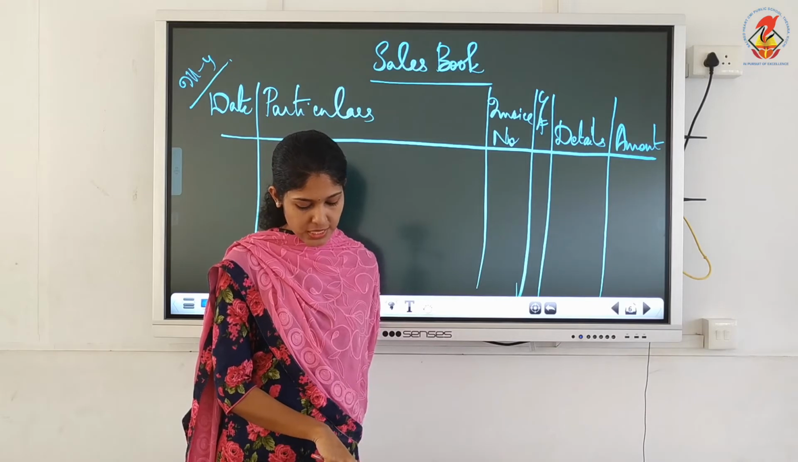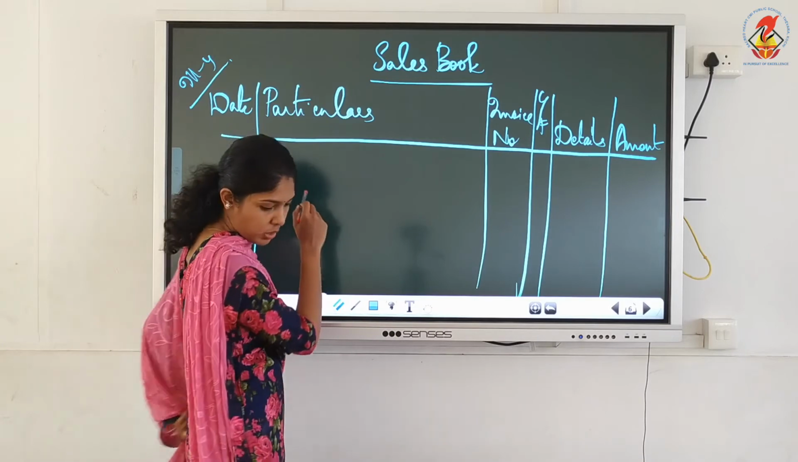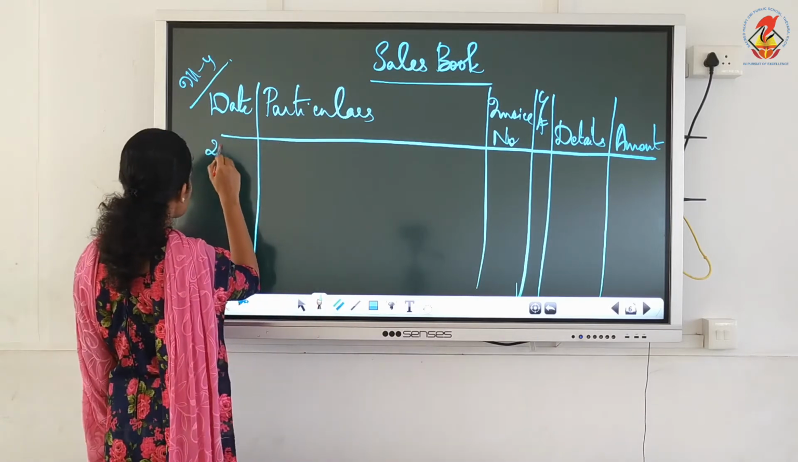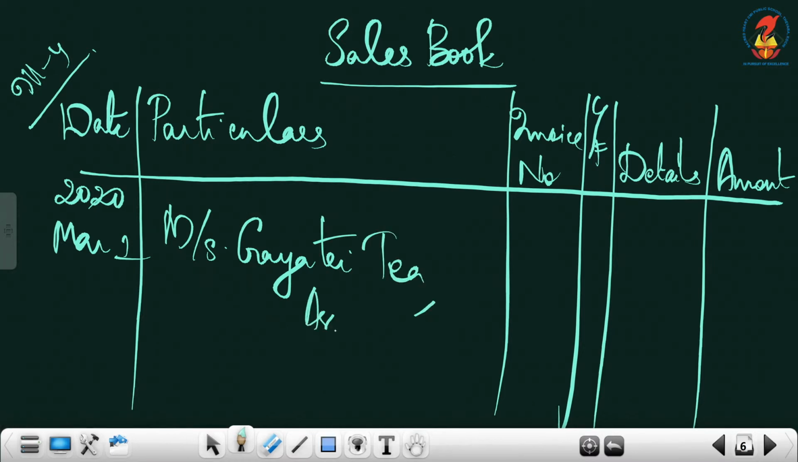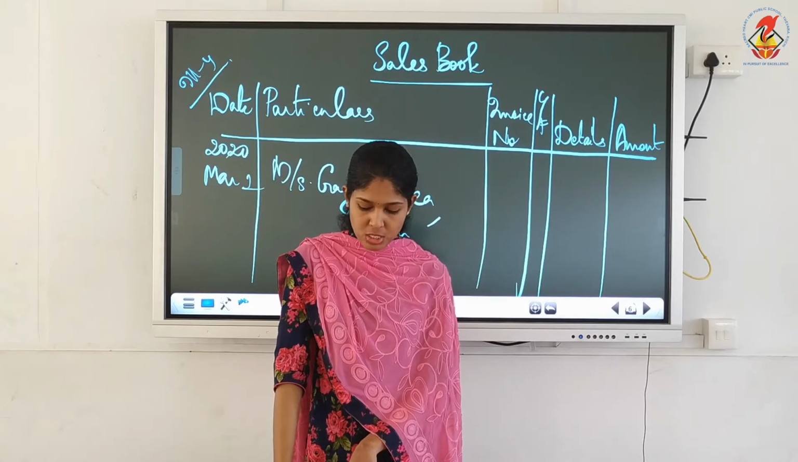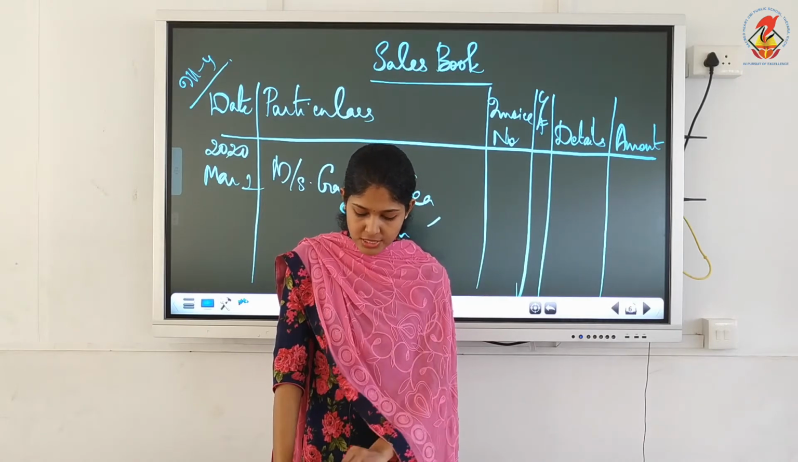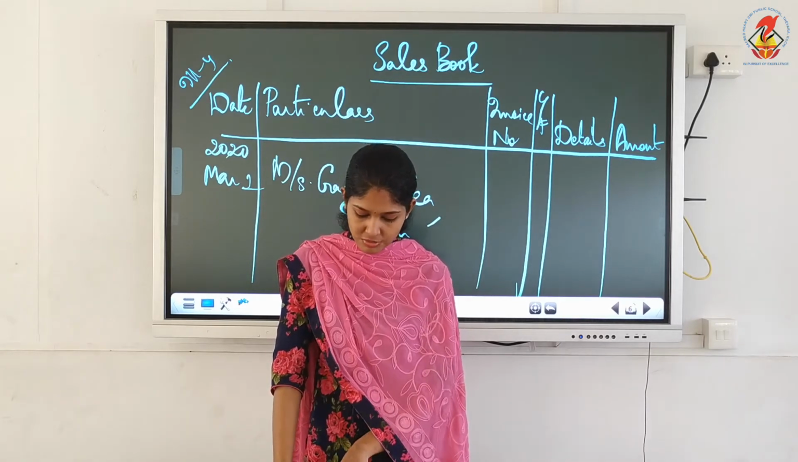Sold to Mrs. Gayatri T. Assam. Did you see? So Gayatri T, that is the customer's name. That's what you have to write here. March 1st. The date is 2020, March 1st. Mrs. Gayatri T. Assam, and see whether it is credit transaction. Sold to, and the name is mentioned, so it is on credit, and the item must be related to your business. It is 3 chests of tea, that is 3 boxes of tea.